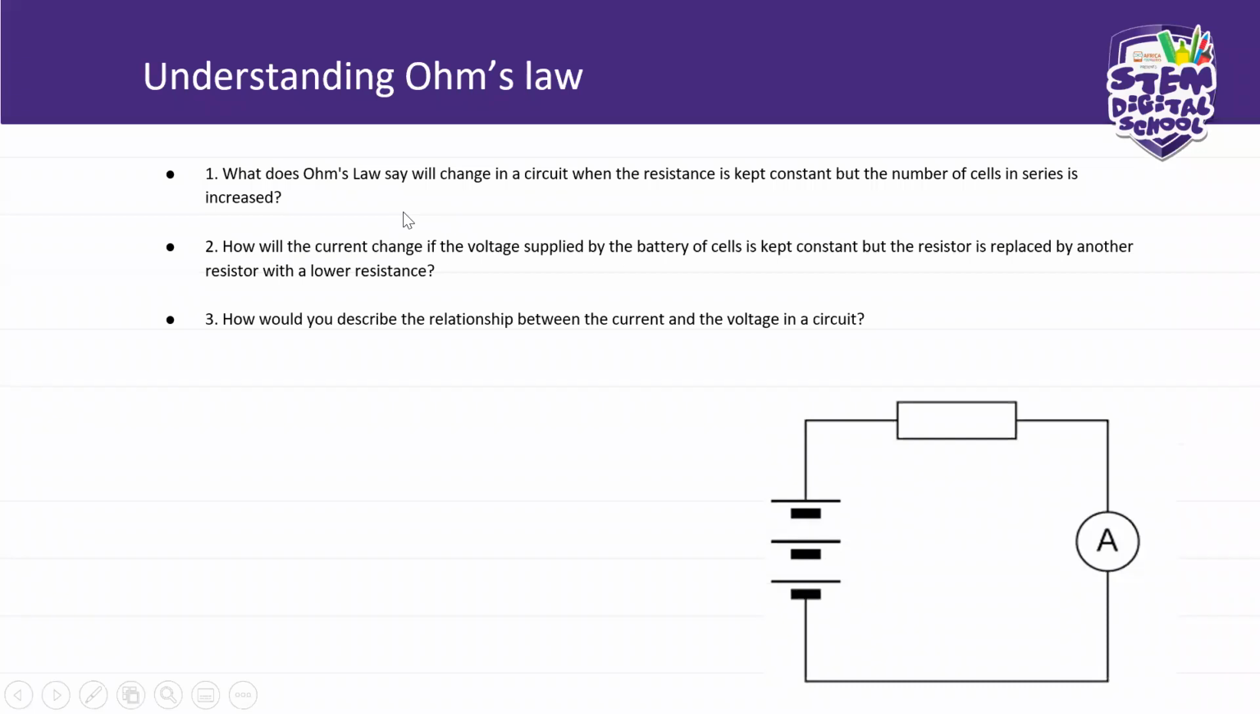How will the current change if the voltage supplied by the battery of cells is kept constant, but the resistor is replaced by another resistor with a low resistance? How will the current change? Come, grade 9. The current will increase. Okay, you're correct. The current will increase.